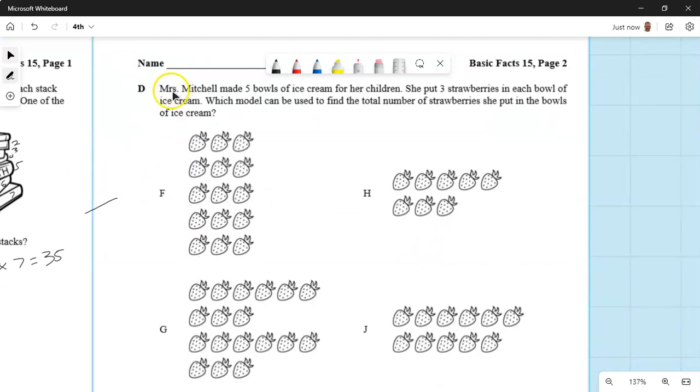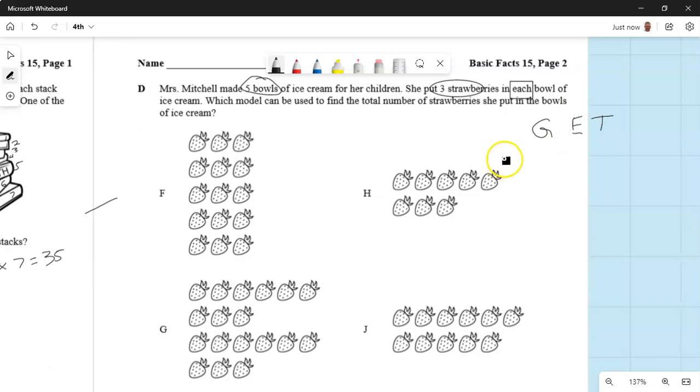It says, Mrs. Mitchell made 5 bowls of ice cream for her children. She put 3 strawberries in each bowl of ice cream. Which model can be used to find the total number of strawberries she put in the bowls of ice cream? Important information is she made 5 bowls, and there's 3 strawberries in each bowl. And I'm going to box in this word each. It'd be a good time to talk about the get strategy.